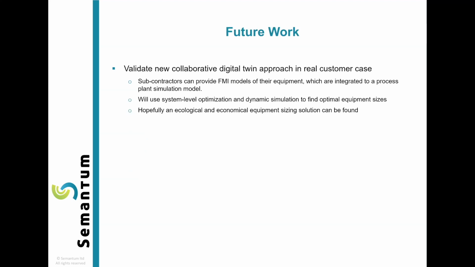And the next slide here, sorry. So future work is to actually use the same approach in a real customer case, with a real process being designed, and essentially get subcontractors to provide FMI models of their equipment and integrate it into a process plant simulation model. And after that, we can use system level optimization to find optimal equipment sizes for the whole process. So we can imagine there being dozens of these powertrains being optimized there. So there we hope that we can find ecological and economical equipment sizing solutions with this approach.